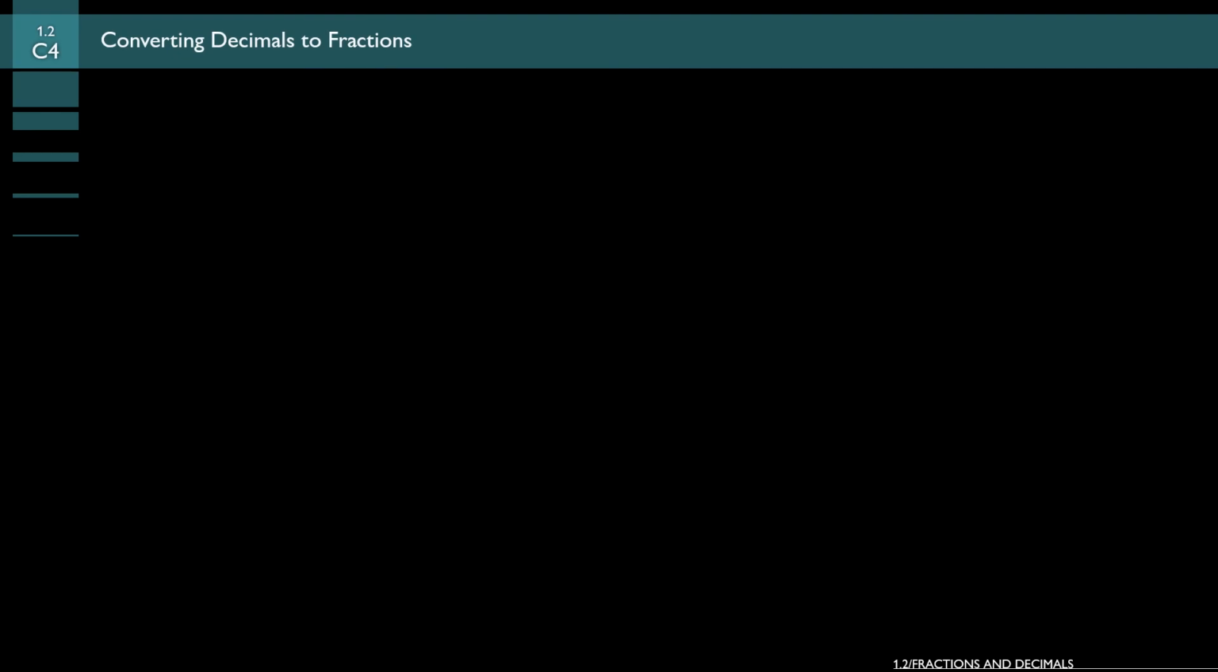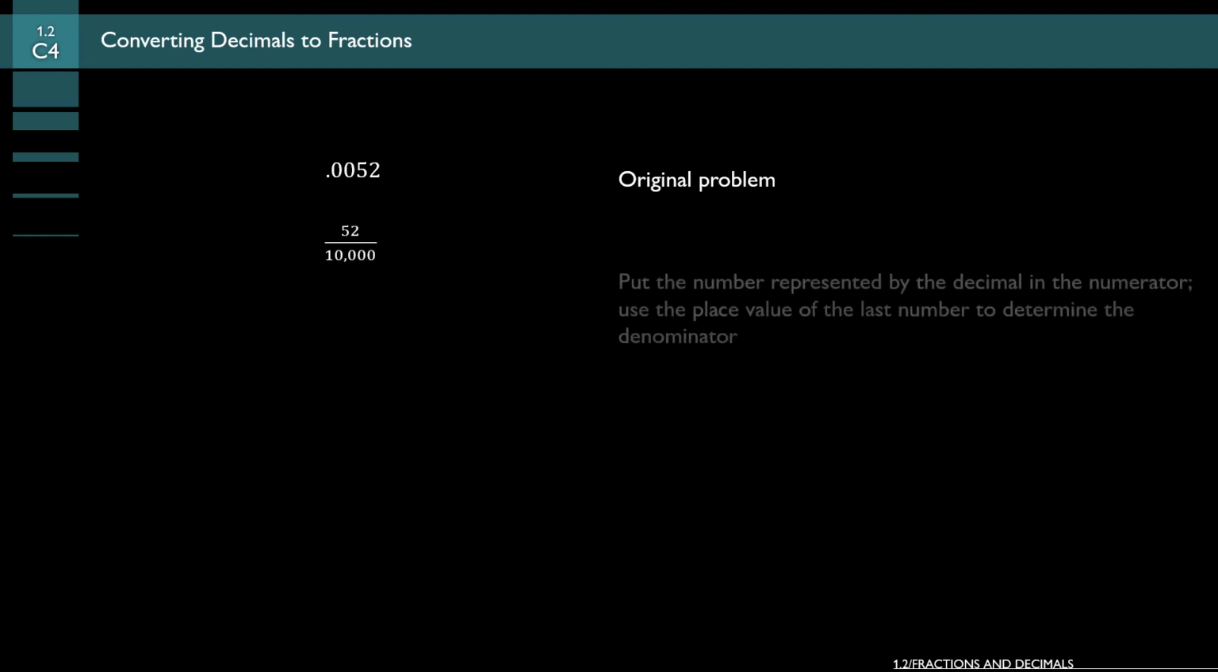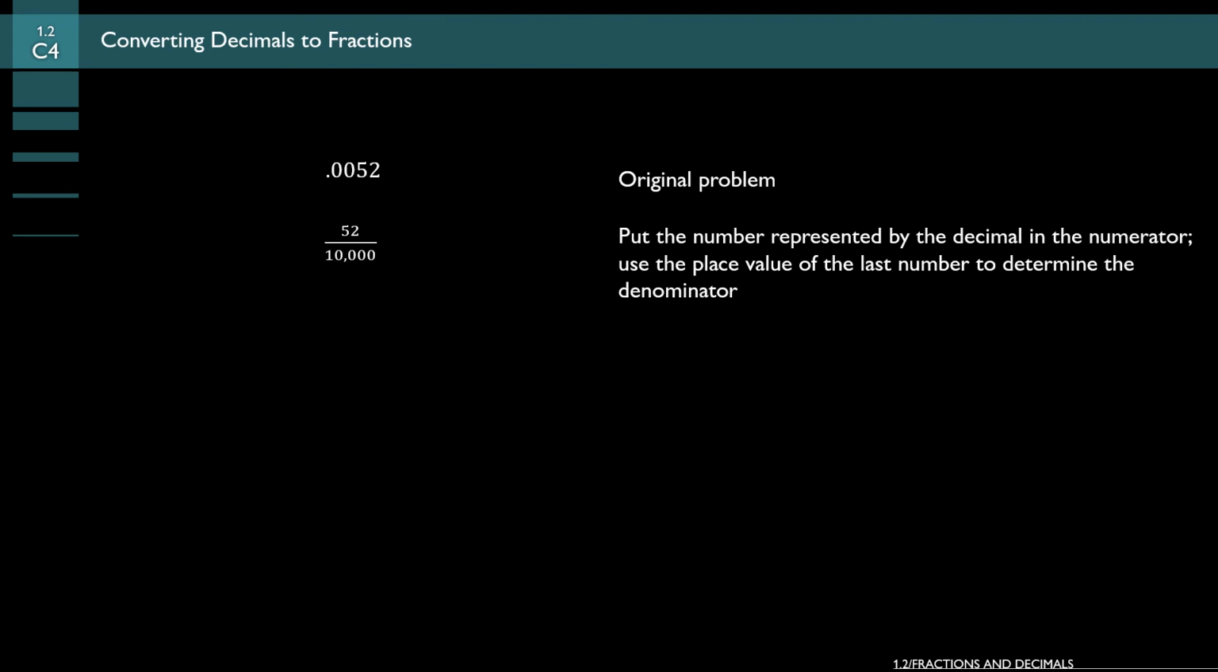The last bit of review that we need to do with decimals and fractions is converting from decimals to fractions. So if you're given 0.0052, what you want to do first is take that number, the 0, 0, 5, and 2, and make that into the numerator of a new fraction. Since the 0 and the 0 don't really do anything, we can just put 52 in the numerator. But the 2 zeros are important for what we're going to put in the denominator.